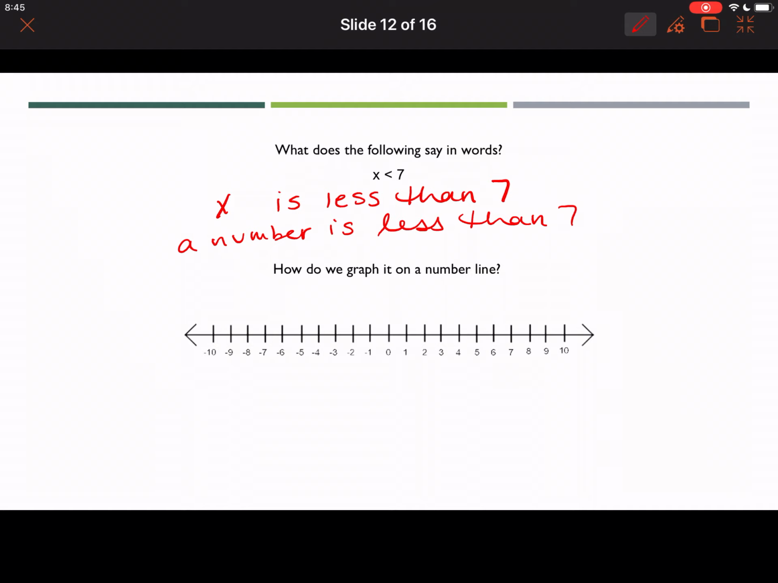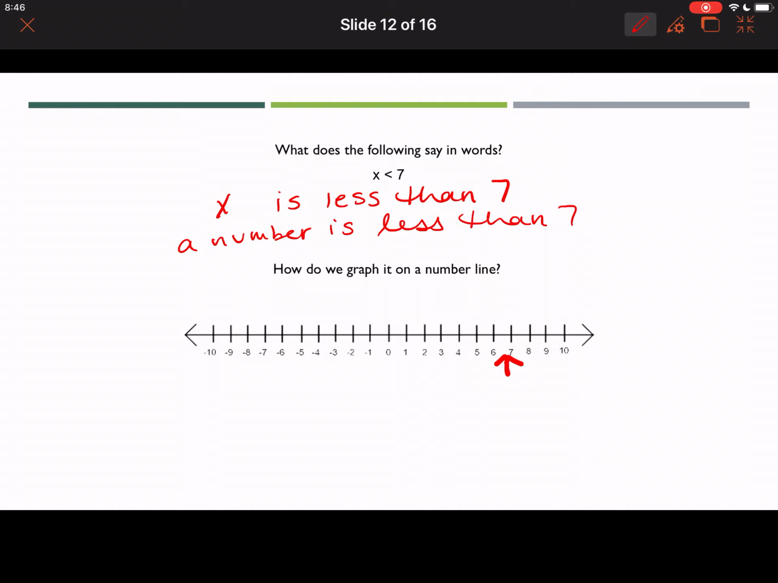Think about what numbers are less than 7. What numbers would make this true? What values of X would make this true? So a number is less than 7. Well, here's 7 on my number line, right? So the numbers that are less than 7 would be numbers like 6, 5, 4, 3, 2, 1, 0. It would also be like -1, -2, -3, -4, -5. They would also include fractions and decimals, not just those whole numbers.